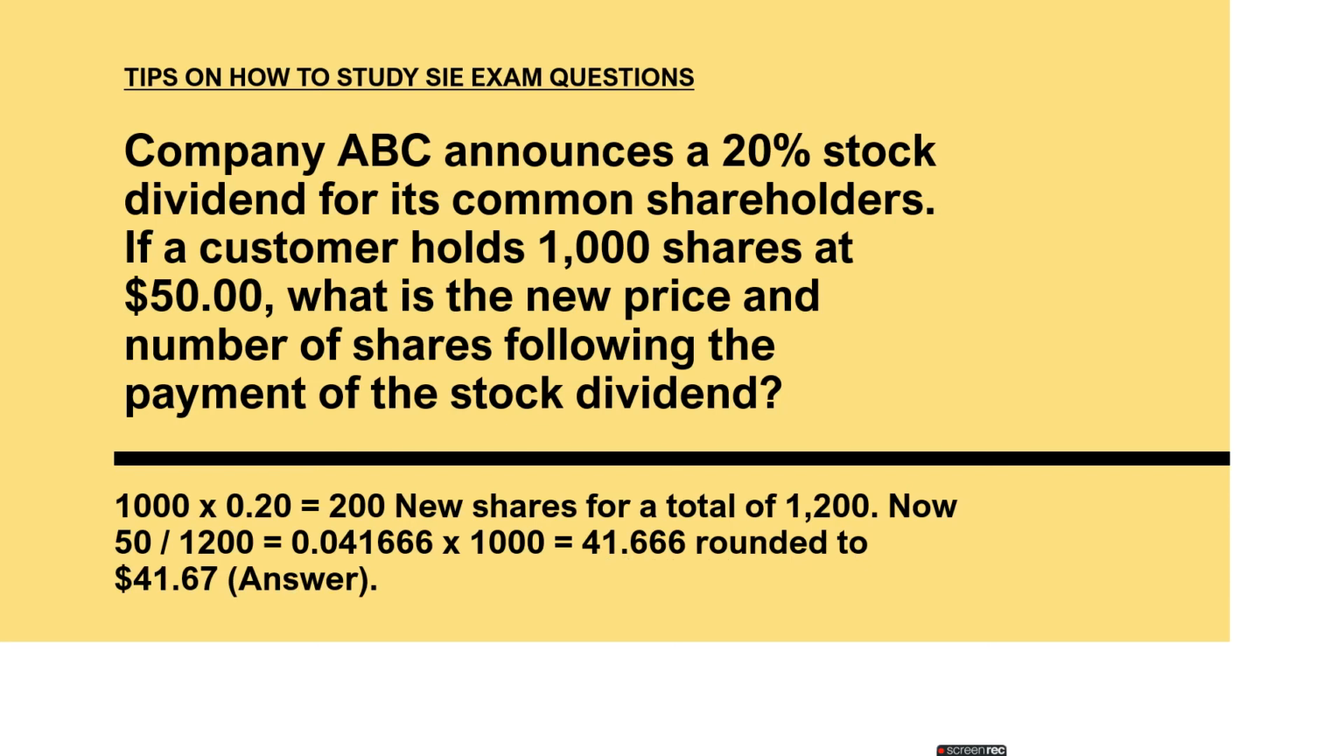So once again, you would simply take the 1,000 shares, multiply that times your 20%, 200 new shares. So the answer here is you have 200 new shares, and the price now has a value of $41.67, because you've taken your $50 and divided that into the new total amount of shares, the 1,200 shares, which is rounded out to $41.67.